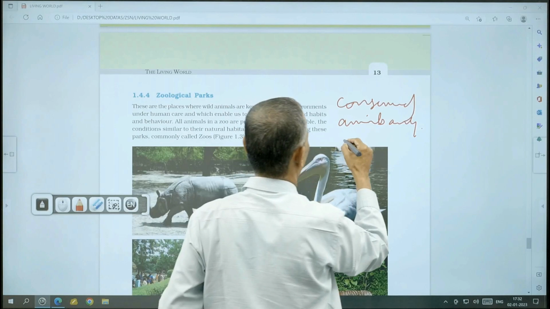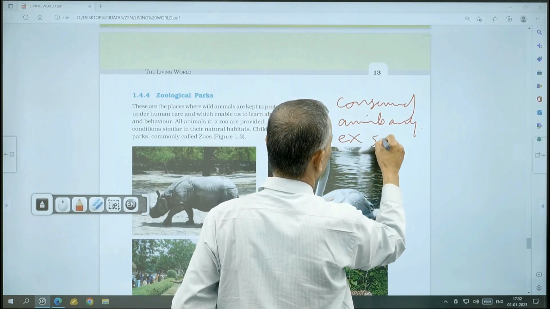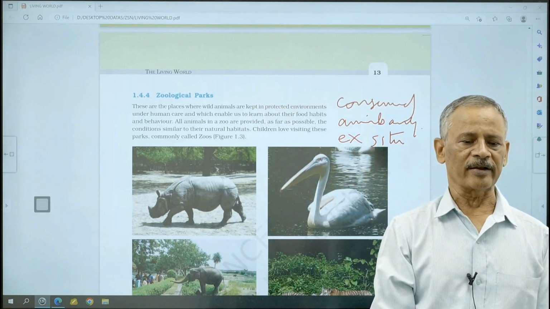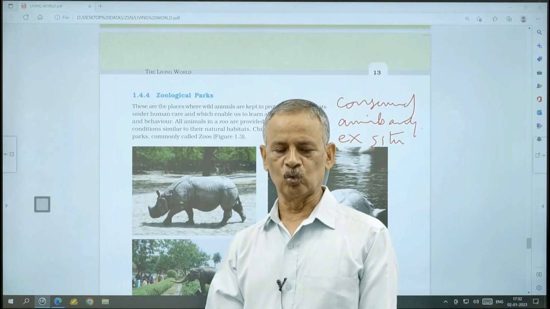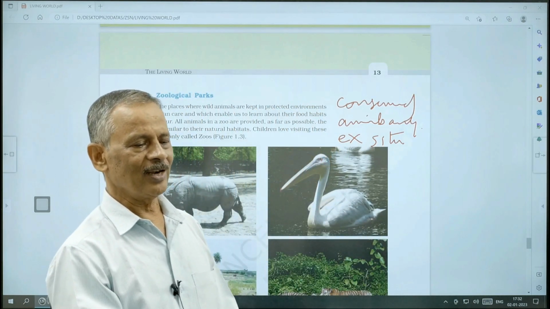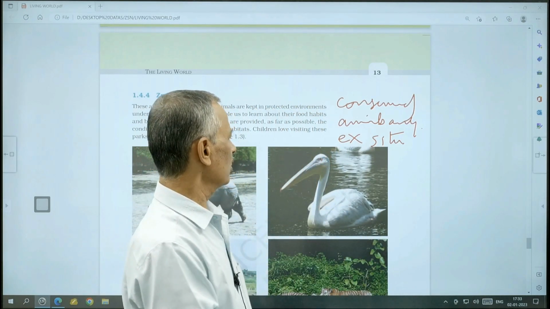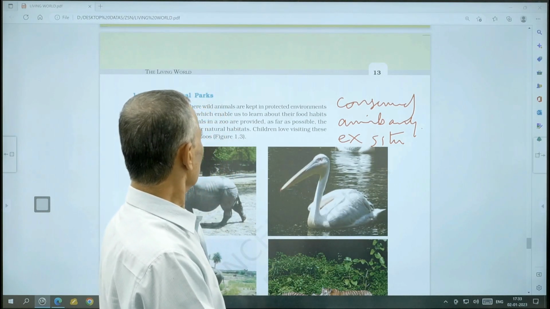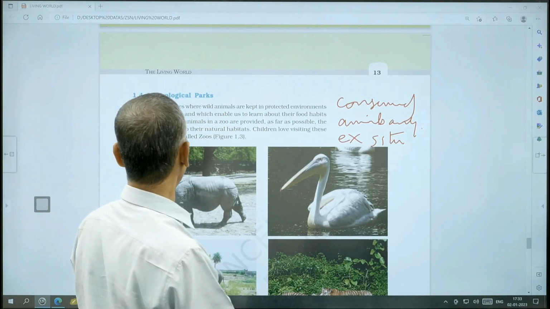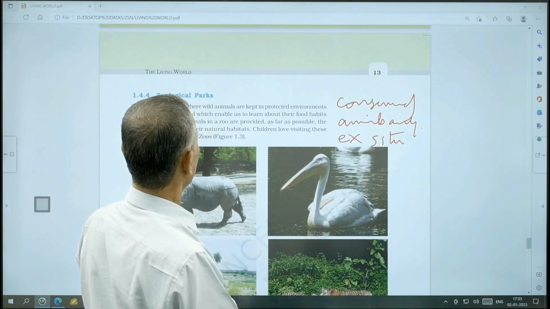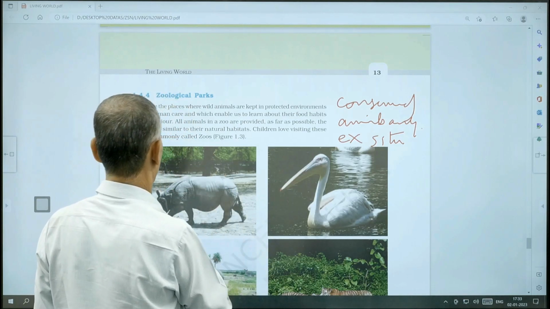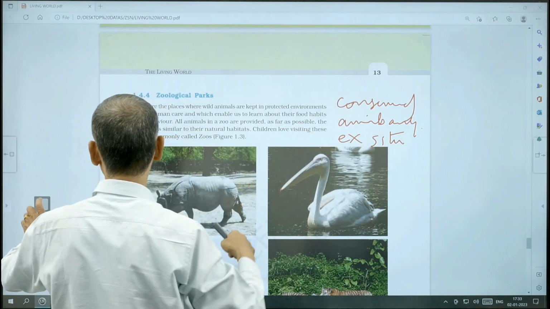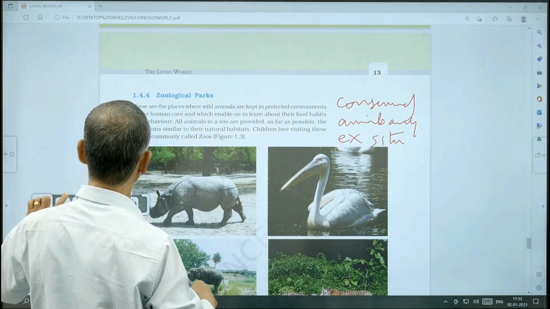So it is an example of ex situ, just like botanical gardens, zoological gardens are also ex situ, meaning out of their original home. They are brought and kept in an artificial environment so that you can go there and watch their feeding habits and behavior. Okay, so in all these, we are actually seeing the specimen either dead or alive.